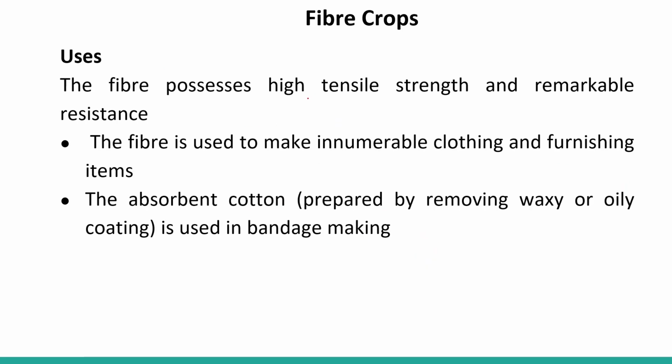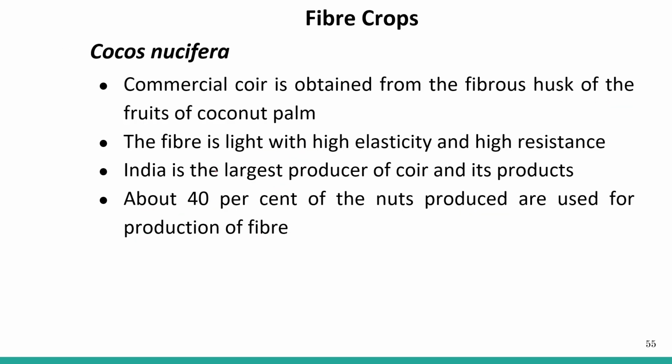Uses. The fibers possess high tensile strength and remarkable resistance. So the fibers are used in innumerable clothing and furnishing items. Absorbent cotton, prepared by removing the waxy or oily coating, is used in bandage making. So they are used for making many different types of cloth and furnishing items in the textile industry, and some are used as absorbent cotton, which is used in making bandage material. Okay, so this is all about the cotton plant.